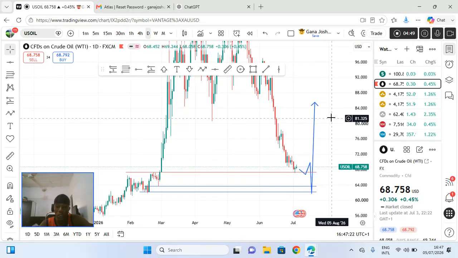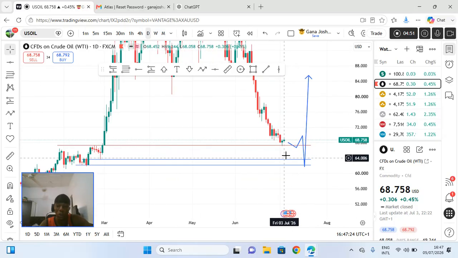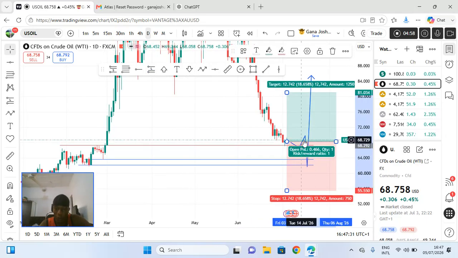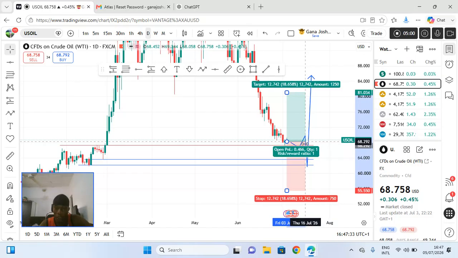But from here, I could see some bullish sign already on this support, because this candle is more likely that the next candle is going to end bullish. But for now, I just do analysis on oil.